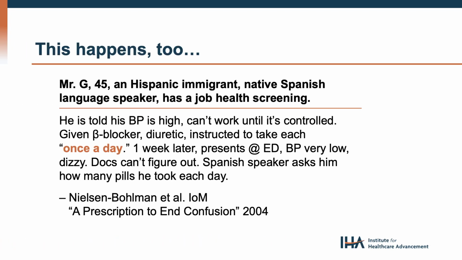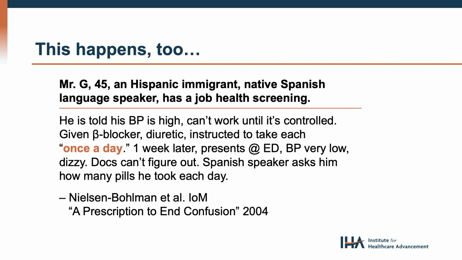Here's another one. Mr. G, 45, Hispanic immigrant, native Spanish language speaker, has a job health screening. He's told that his blood pressure is high and he can't work until it's controlled. He's given a beta blocker and a diuretic and instructed to take each once a day. That's what's on the prescription bottle of each one. Take once a day. 1 week later, he presents at the emergency department. His blood pressure is very low and he's dizzy. The doctors can't figure out why.